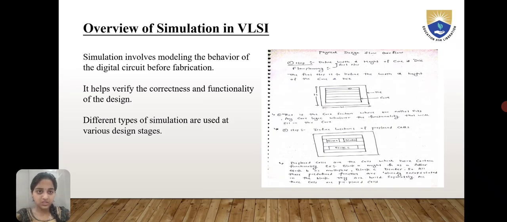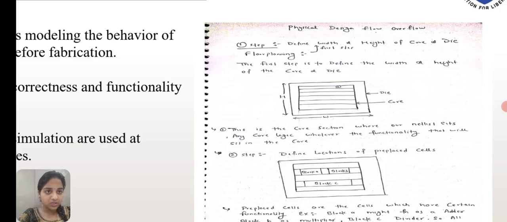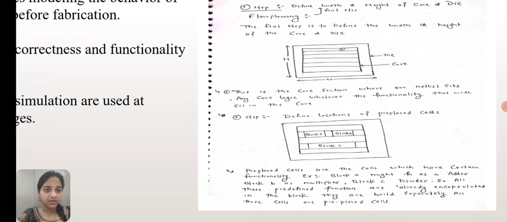Overview of simulation in VLSI. Simulation involves modeling the behavior of the digital circuit before fabrication. It helps verify the correctness and functionality of the design. Different types of simulation are used at various design stages. So here we can see the physical design flow. Here the first step is to define the width and height of the core of the die.